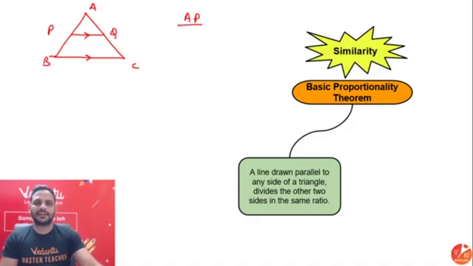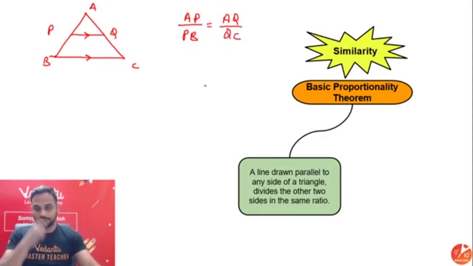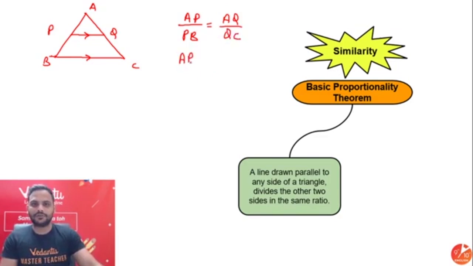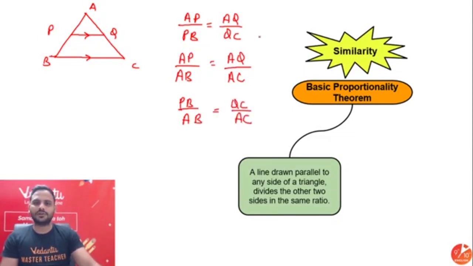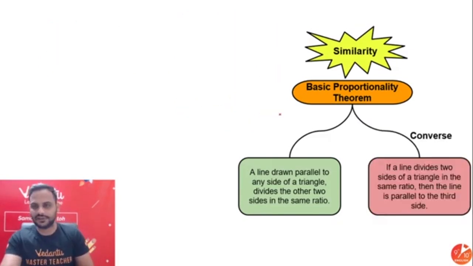That means I can say AP upon PB is equal to AQ upon QC. Upper part by lower part is equal to upper part by lower part. Also AP upon AB, upper part with whole, is equal to AQ upon AC, upper part with whole, or lower part with whole is equal to lower part with whole. All three will be equal. So this is your basic proportionality theorem.